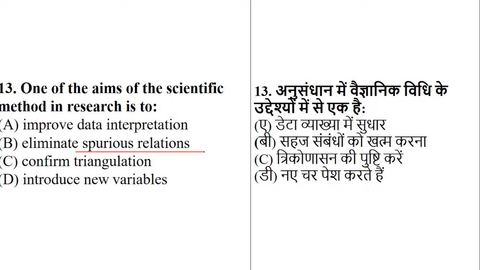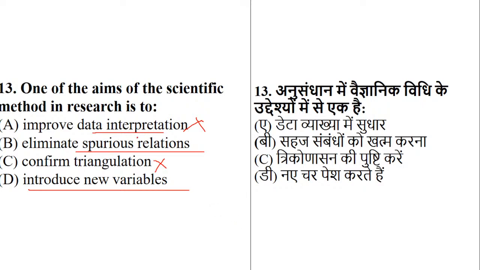So students, those who have not done previous year question papers, this is one way you can revise them. Those of you saying option A, that is not the right answer. Data interpretation completely depends upon your data collection and your findings, and that's what you interpret, so the scientific method is not going to help you there. Confirm triangulation: triangulation is nothing but a combination related to research angles. That also depends upon your studies, your data analysis and interpretation. Introducing new variables you can do by understanding the various research areas.